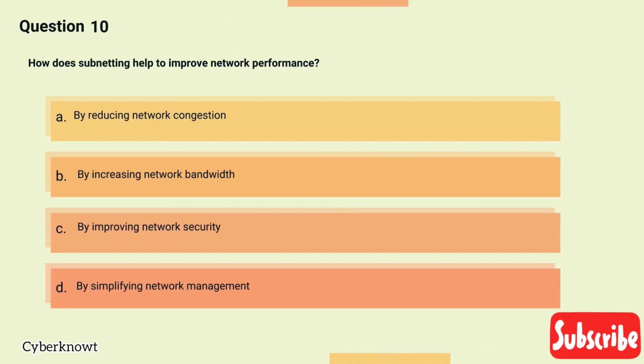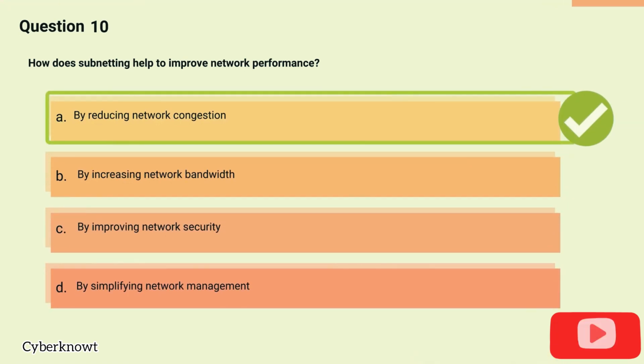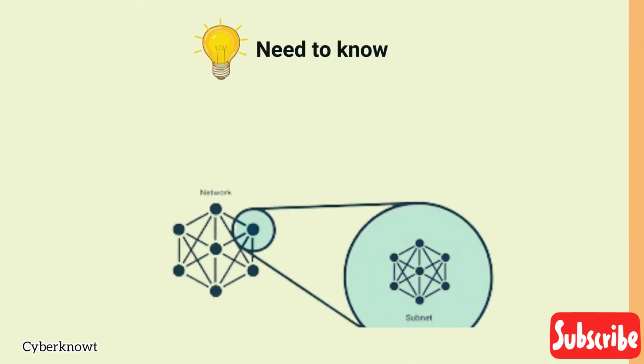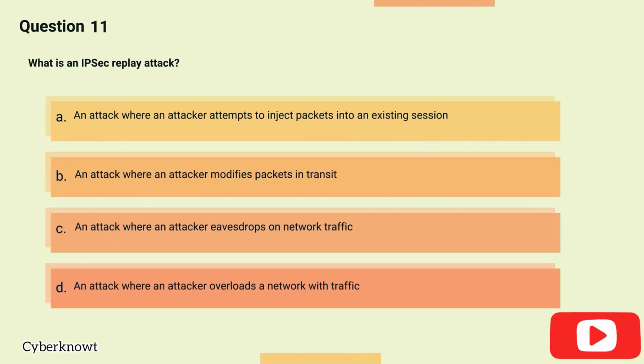Question 10. How does subnetting help to improve network performance? Option A. By reducing network congestion. Option B. By increasing network bandwidth. Option C. By improving network security. Option D. By simplifying network management. The correct answer is Option A. By reducing network congestion. Explanation. Subnetting can help to reduce network congestion by dividing a larger network into smaller, more manageable subnets. This can improve network performance by reducing the amount of broadcast traffic on the network and limiting the scope of network issues.